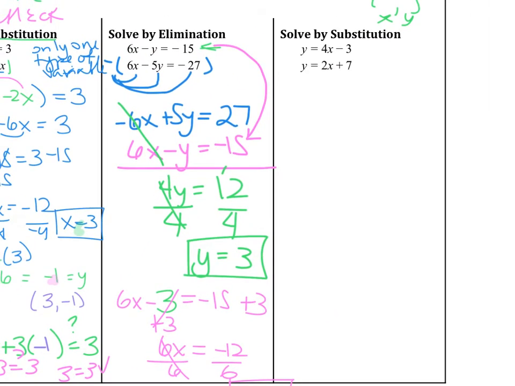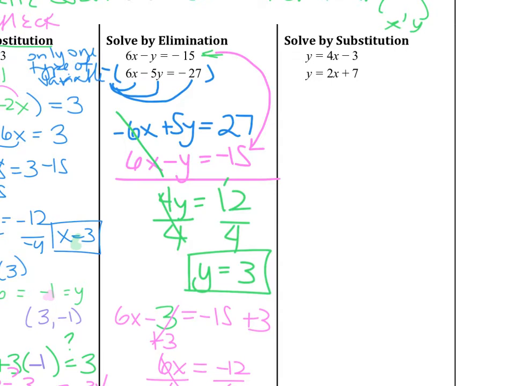Now, solving by substitution, this last one, we have y equals 4x minus 3 and y equals 2x plus 7. So what you want to do is just set it equal to each other, because we know that y equals y, right? So that is true. So we're going to take that 4x minus 3, for example, and notice if we did the same thing that I did with the first problem, you're just setting it equal to each other. 4x minus 3 equals 2x plus 7.